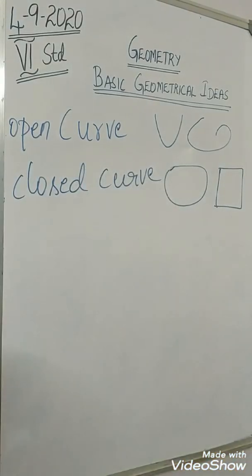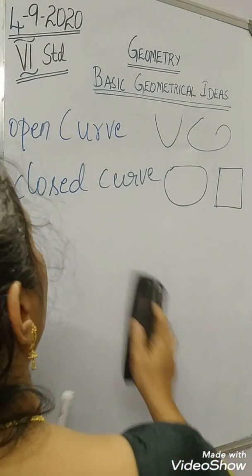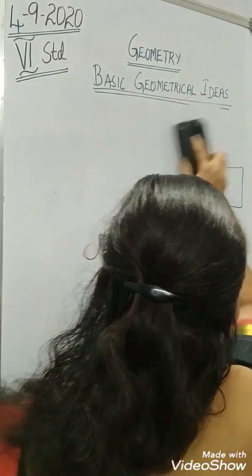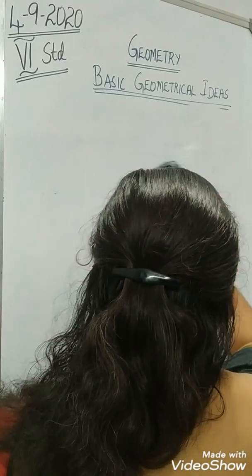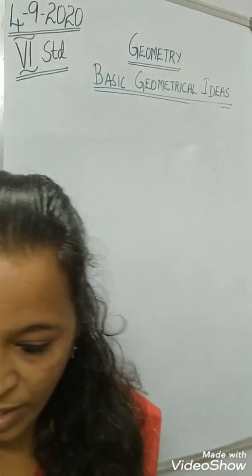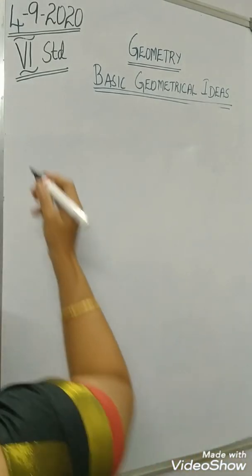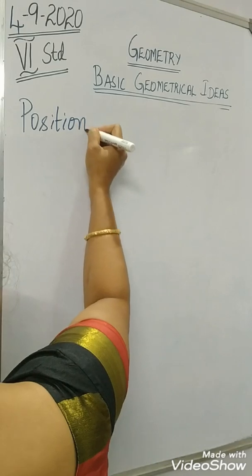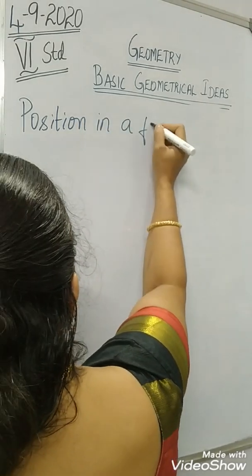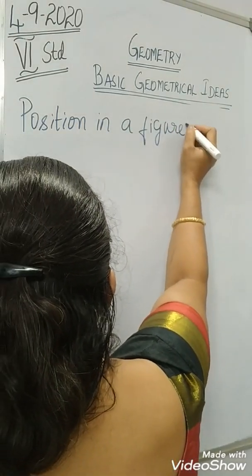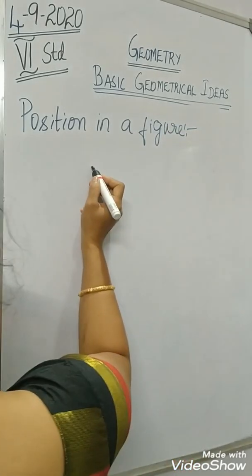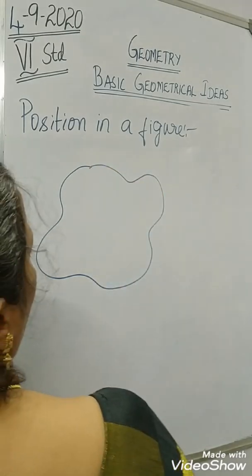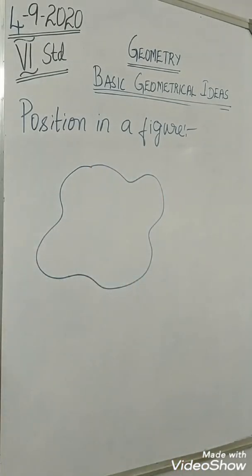Now, in today's class, we'll move on to the next topic. That is position in a figure. Position in a figure. Now look at this figure. Yes, you can see a closed figure here.